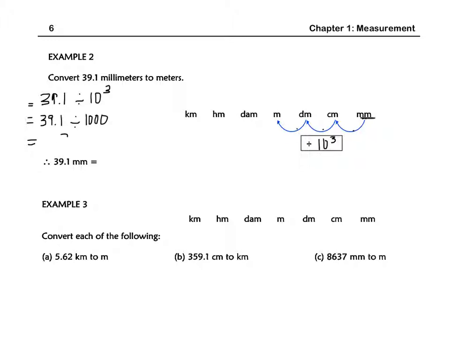which is the same as taking your 39.1 and moving your decimal place 3 places, 3 jumps, 3 zeros, whatever way you want to look at it, to the left. 1, 2, 3. So you would have 0.0391. So that would be 0.0391 meters.